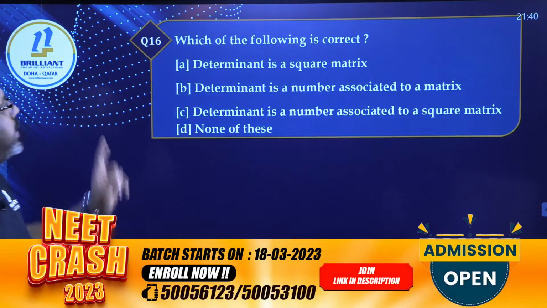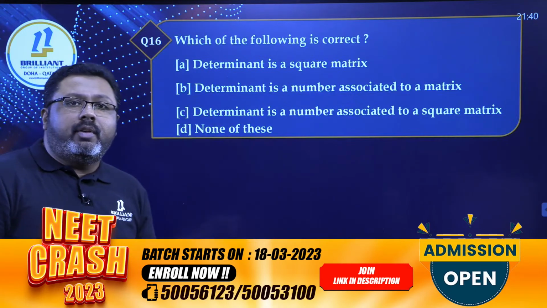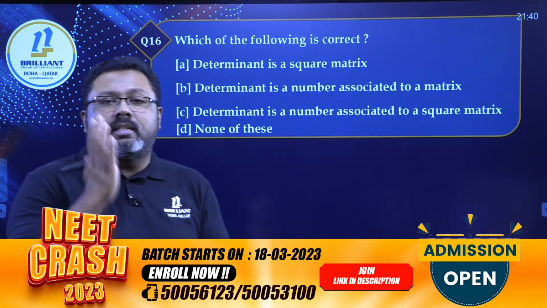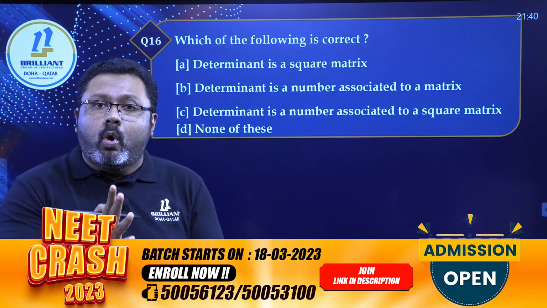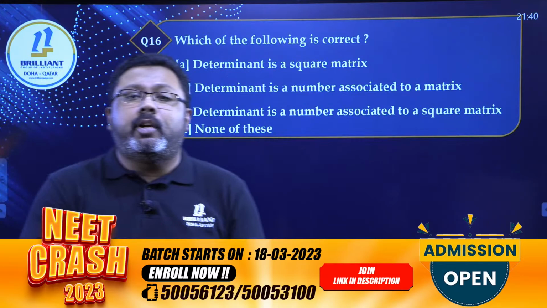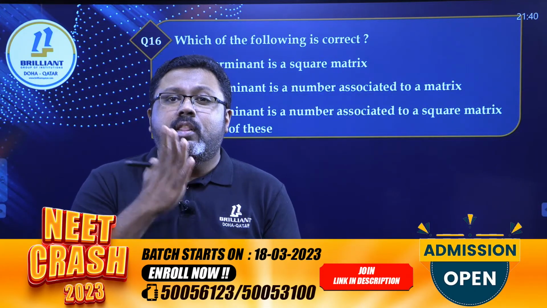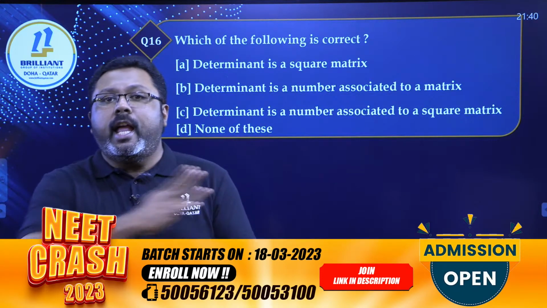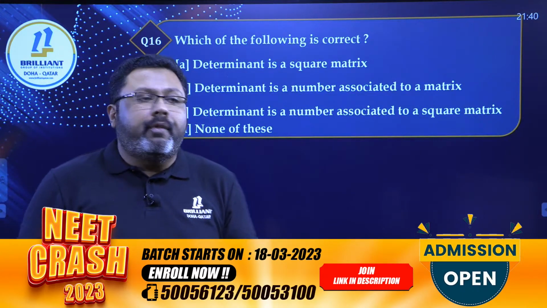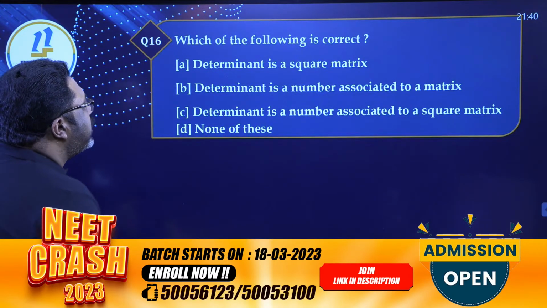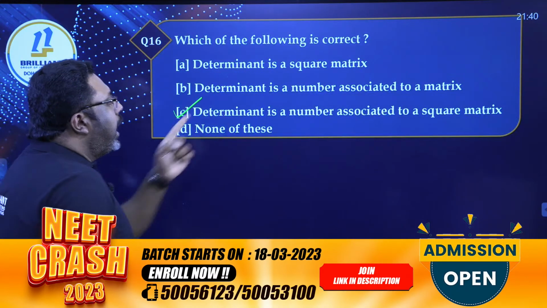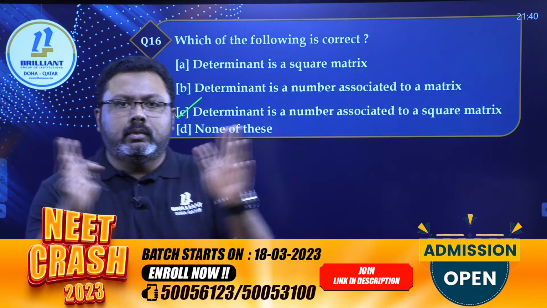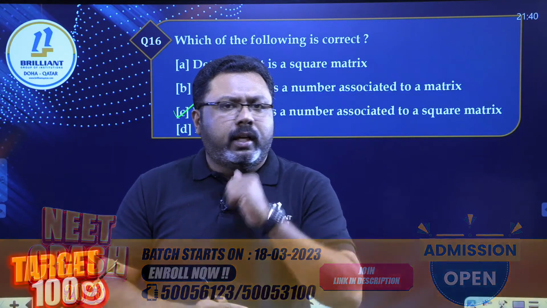Question number 16. Which of the following is correct? What is the definition of a determinant? Not the numerical definition. The numerical definition says it is the sum of the product of elements of any row or any column with its corresponding cofactors. But the statement definition is: determinant is a number associated to a square matrix. A matrix which is not a square matrix cannot have a determinant.